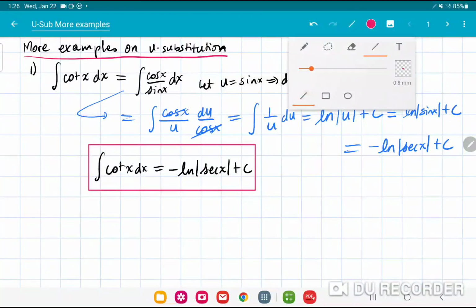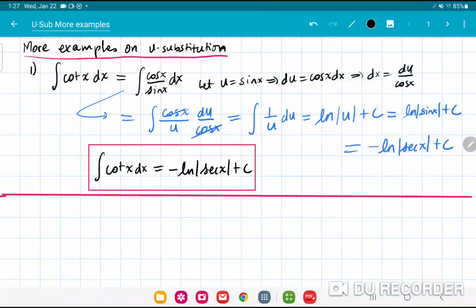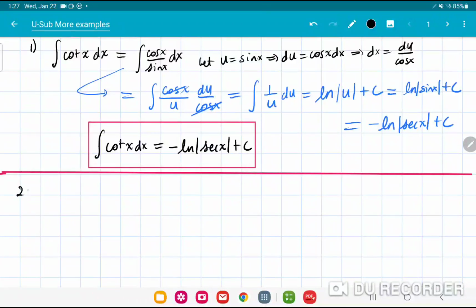The next example I want to do is the integral of one of those tricky functions, the secant function. Okay? So the next example is integral of secant of x dx. This is a very tricky integral.